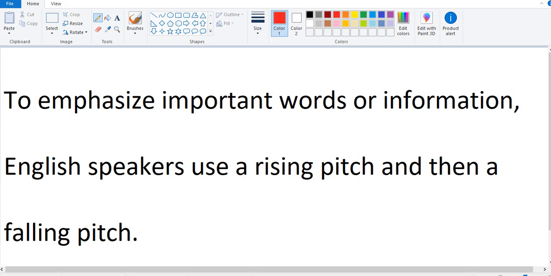Okay, so let's take a look at this. To emphasize important words or information, English speakers, let me start that sentence over. I'm being a little bit too conscious of my intonation. Okay, I'm sorry. To emphasize important words or information, English speakers use a rising pitch and then a falling pitch. So, to emphasize important words or information, English speakers use a rising pitch and then a falling pitch.